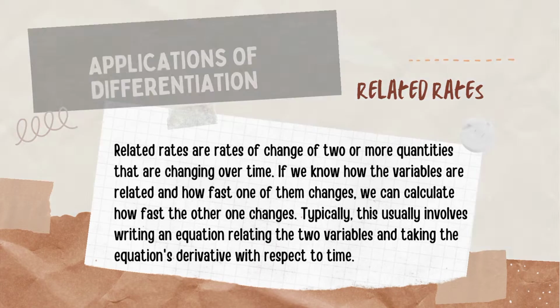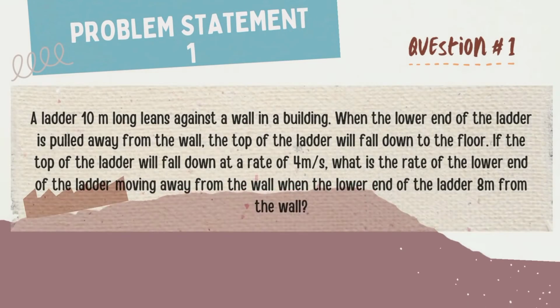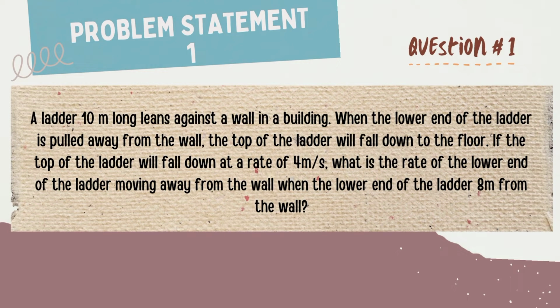with respect to time. Problem statement 1. A ladder 10 meters long leans against a wall in a building. When the lower end of the ladder is pulled away from the wall, the top of the ladder will fall down to the floor. If the top of the ladder falls down at a rate of 4 meters per second, what is the rate at which the lower end of the ladder is moving away from the wall when the lower end of the ladder is 8 meters from the wall?